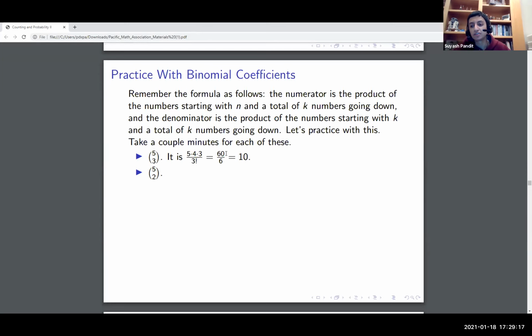In terms of application here, if you had 5 people and you needed to choose 3 to complete a task for you, there would be 10 ways to choose 3 people. How about 5 choose 2?